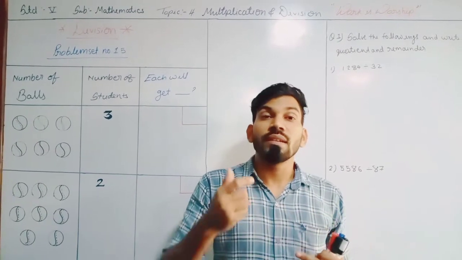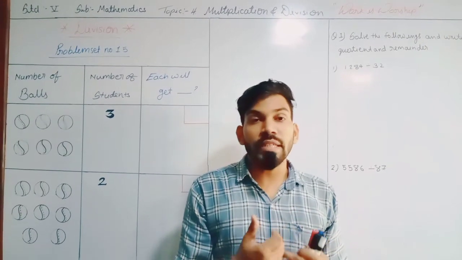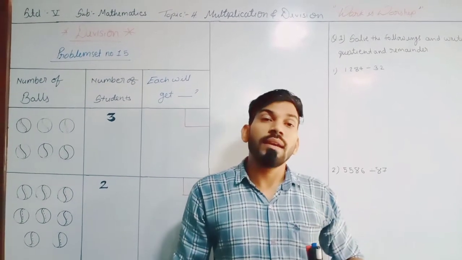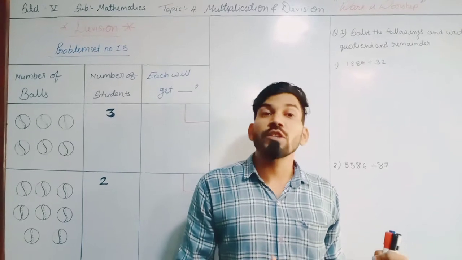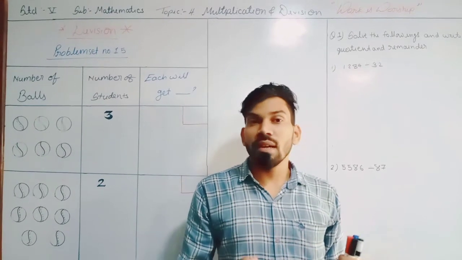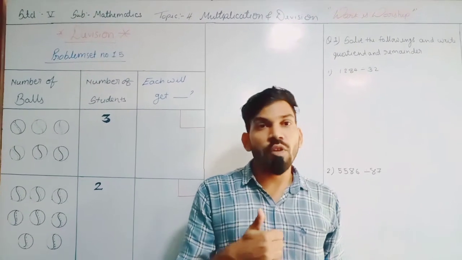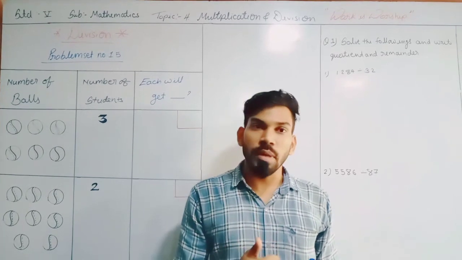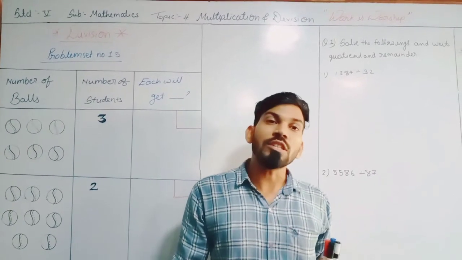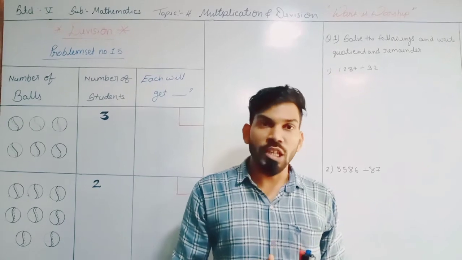If we divide the number of bananas, that is 12, by the number of family members, that is 4, 4 3s are 12. It means each one of you will get 3 bananas. So that is nothing else. Today we are going to learn about divisions.